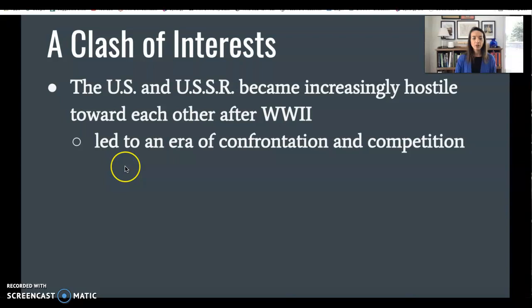Okay, so this clash of interests is going to be all about confrontation and competition. If there was a ranking system of world powers, the US and the Soviet Union, they're always vying for that number one spot. And in fact, when one of the countries finds themselves in the number two spot, they are doing whatever it is that they can to reach that number one spot and beat the other one out.